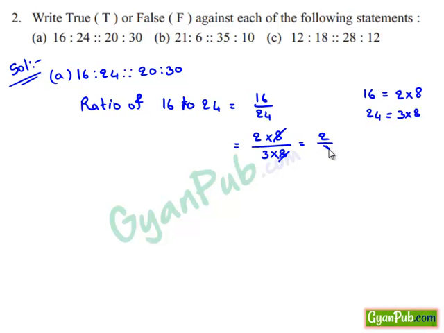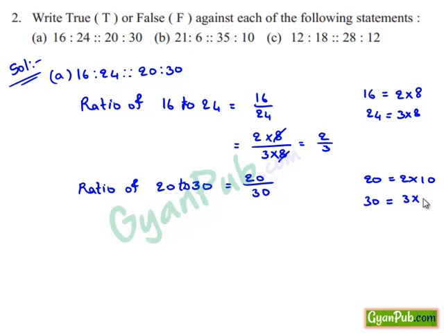Similarly, ratio of 20:30, that is 20 to 30, is equal to 20 upon 30. Here 20 can be written as 2 times 10 and 30 can be written as 3 times 10. So by rewriting the fraction, we get 2 times 10 upon 3 times 10. Here 10 in the numerator and 10 in the denominator gets cancelled, which gives the ratio of 20 to 30 as 2 upon 3.